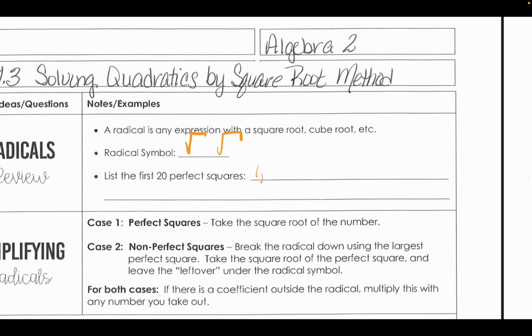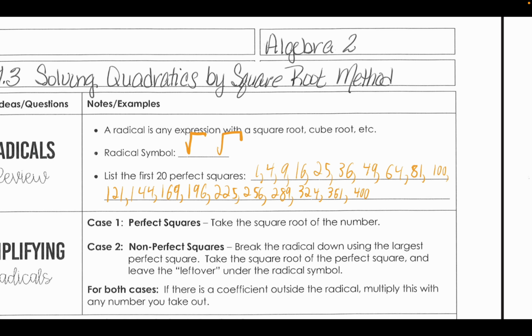So 1 squared is 1, 2 squared is 4, 3 squared 9, 4 squared is 16, 5 squared is 25, 6 squared is 36, 7 squared is 49, 8 squared is 64, 9 squared is 81, 10 squared is 100, 11 squared is 121, 12 squared is 144, 13 squared is 169, 14 squared is 196, 15 squared is 225, 16 squared is 256, 17 squared is 289, 18 squared, I almost said 19 squared, 18 squared is 324, 19 squared is 361, and 20 squared is 400.